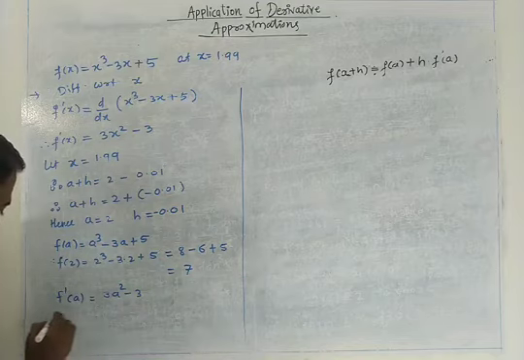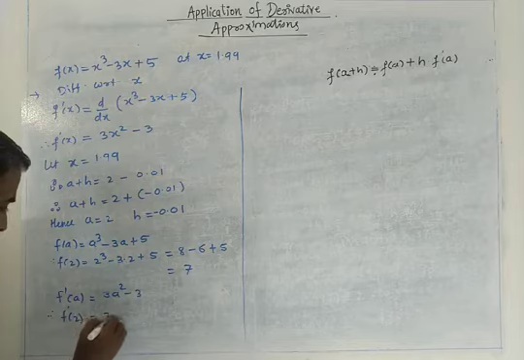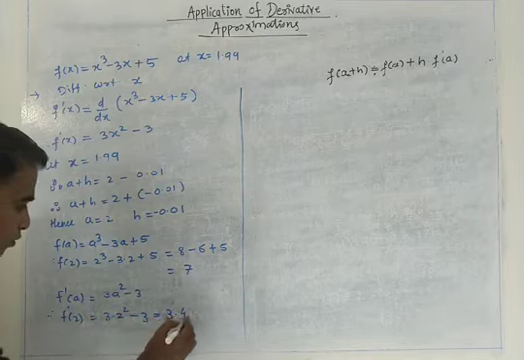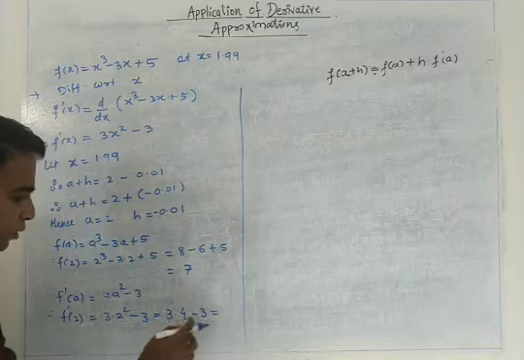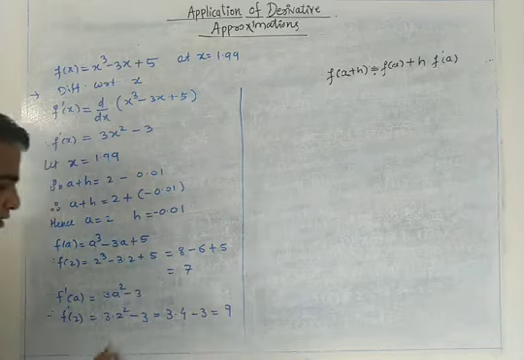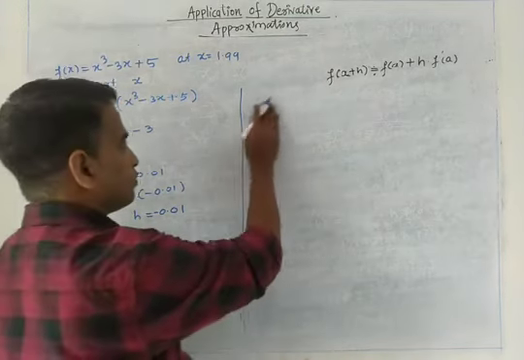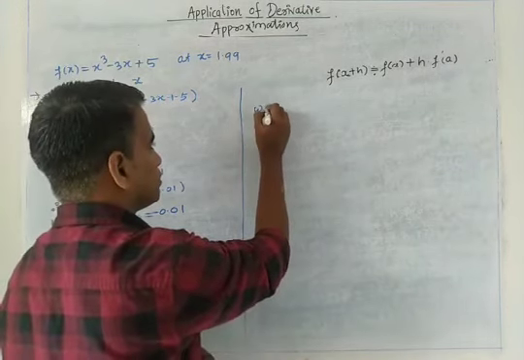Okay. Now f dash of 2 is equal to 3 into 2 square minus 3. That is 3 into 4 minus 3. And 12 minus 3 is 9. So f dash of 2 also we got. Now start with writing the formula.